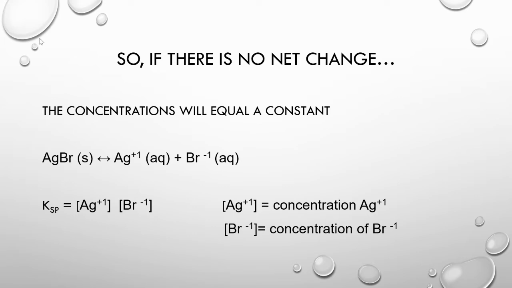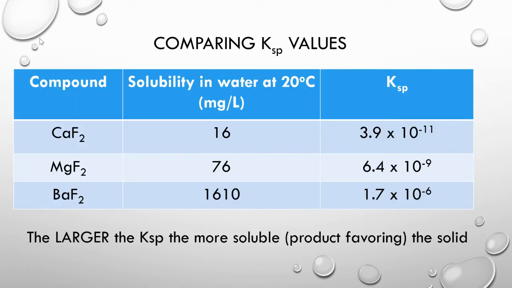So if the concentration is not going to change, then if we multiply the concentration of the dissociated ions, that will be a constant. And we call that the equilibrium constant, or the Ksp in this case, for the solid. And each solid has a different Ksp. And they can be given to you, first of all, which is here.